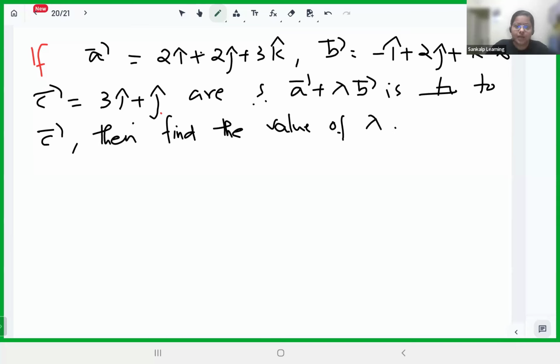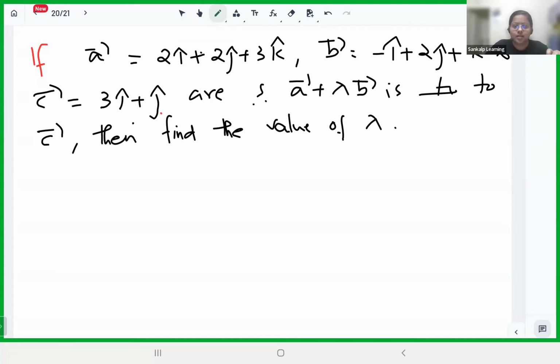When two vectors are perpendicular, we know their dot product will be equal to 0, right? That is, if A and B are perpendicular to each other, A dot B will be equal to 0. Here, which are the vectors that are perpendicular to each other? A plus lambda times vector B and C are perpendicular to each other.